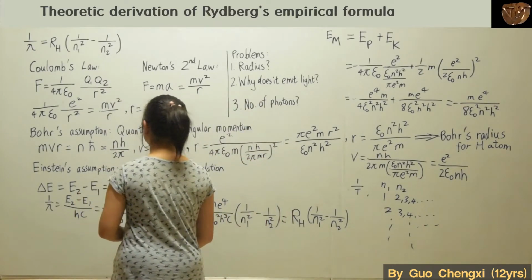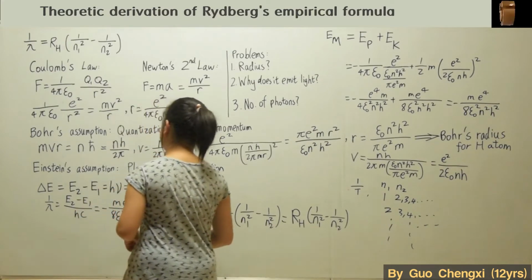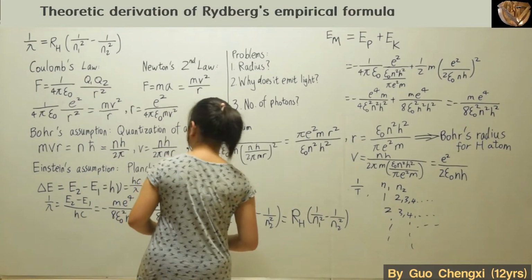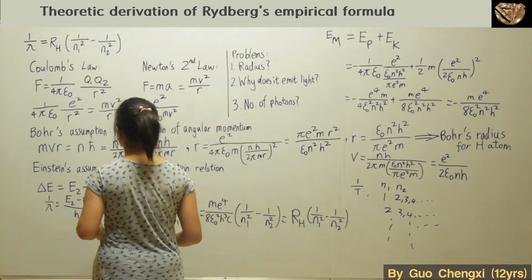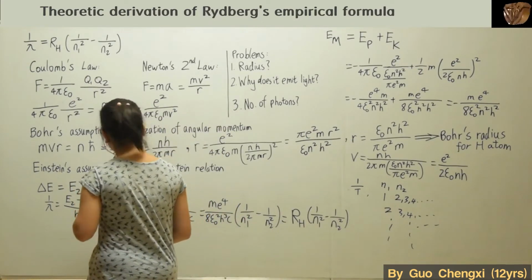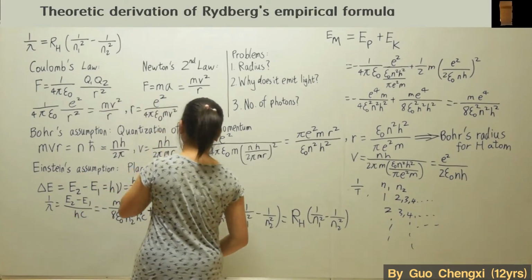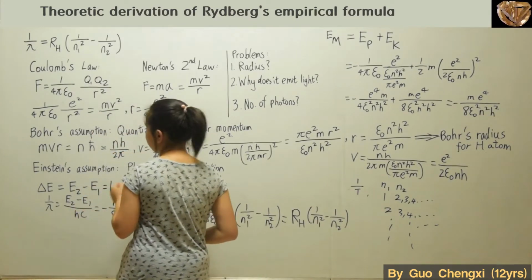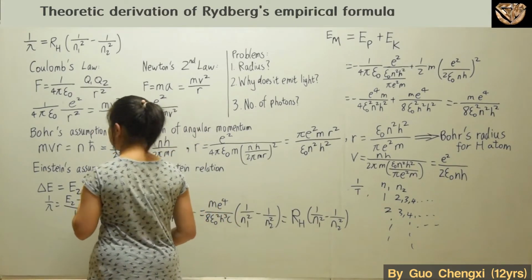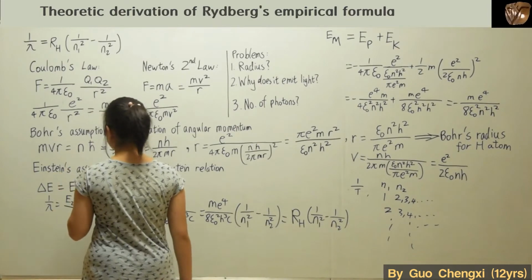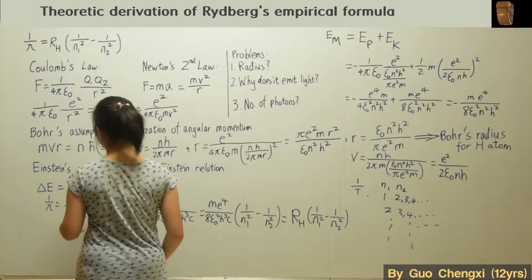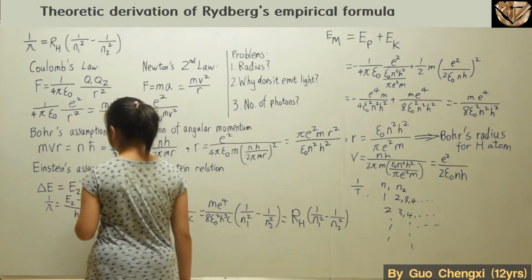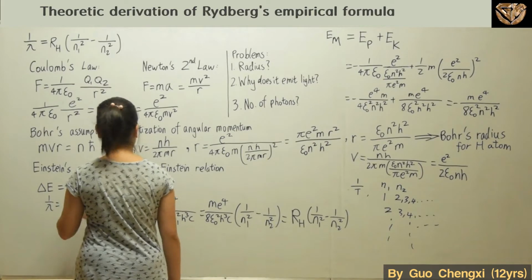Bohr's assumption: quantization of angular momentum. So what is MVR? I don't mean what M, V, and R are individually. MVR together is basically the angular momentum. MV is momentum, while MVR is angular momentum. For this part over here, it is L. The symbol L is angular momentum.